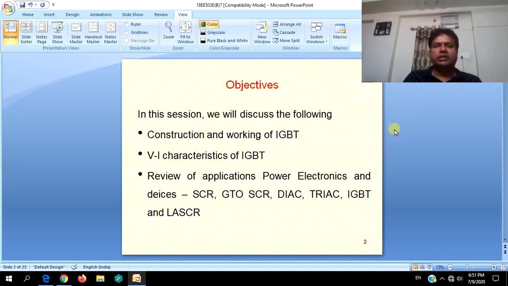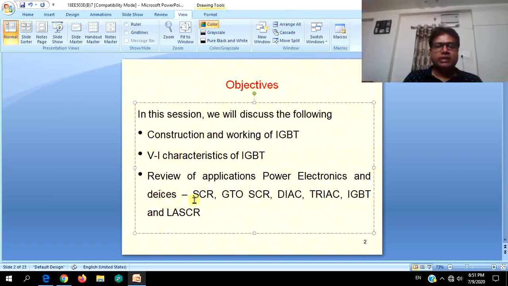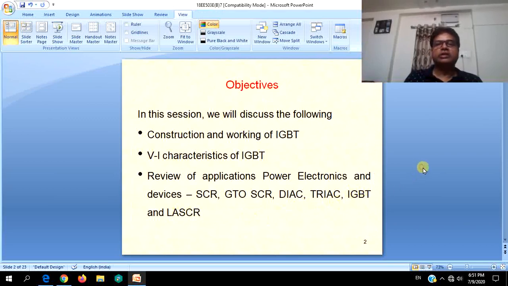To go with in this session, we will be discussing the construction and working of IGBT, the characteristics of IGBT, and a review of applications of power electronic devices: SCR, GTO, DIAC, TRIAC and LASCR, which we have already discussed, and then also IGBT.